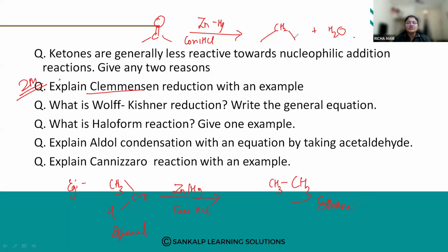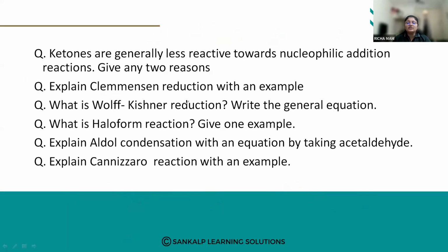So again, the question can be asked like this. It is directly asked: Explain Clemmensen reduction with an example. They can also ask you: Write the equation for the conversion of propanone to propane. Or they may ask you to write the equation for the conversion of ethanal to ethane. Depending on what they ask, it will be a different example. Got it?